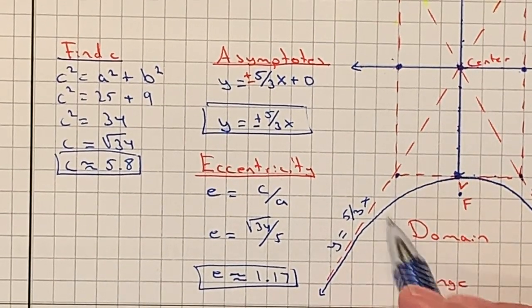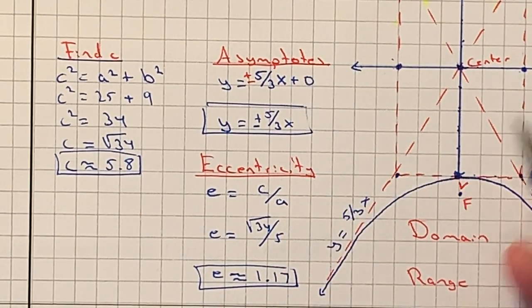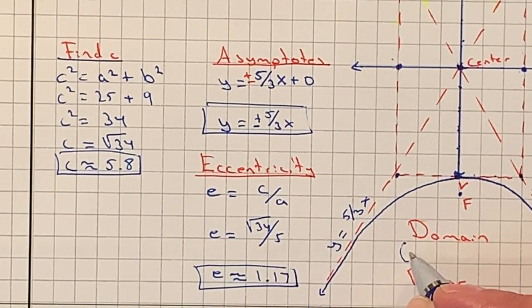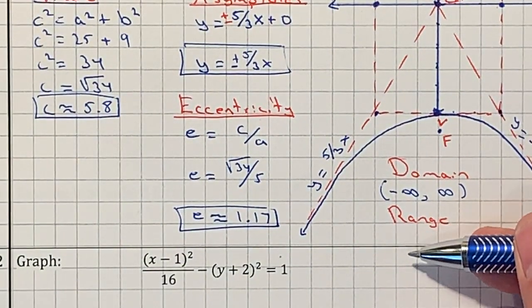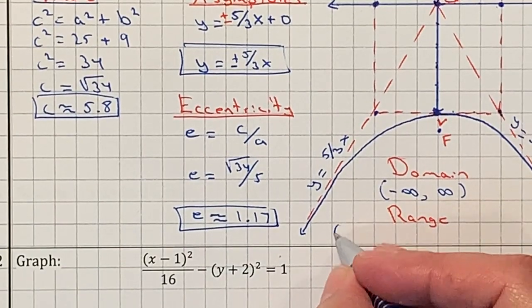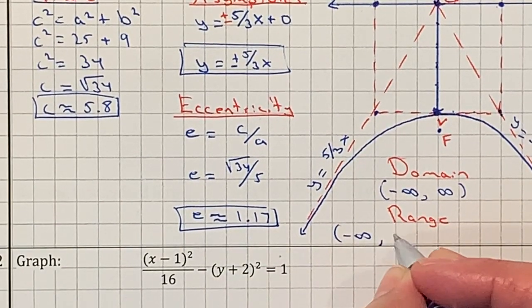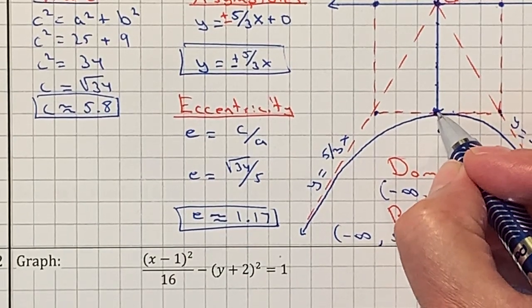Excellent. So in this case, your domain, we find a graph from left all the way up to the right. So therefore, your domain will be all real numbers or from negative infinity to positive infinity. Your range, we're going to go from the bottom. We start from negative infinity all the way up to negative 5. And 5 gets a bracket because 5 is included.